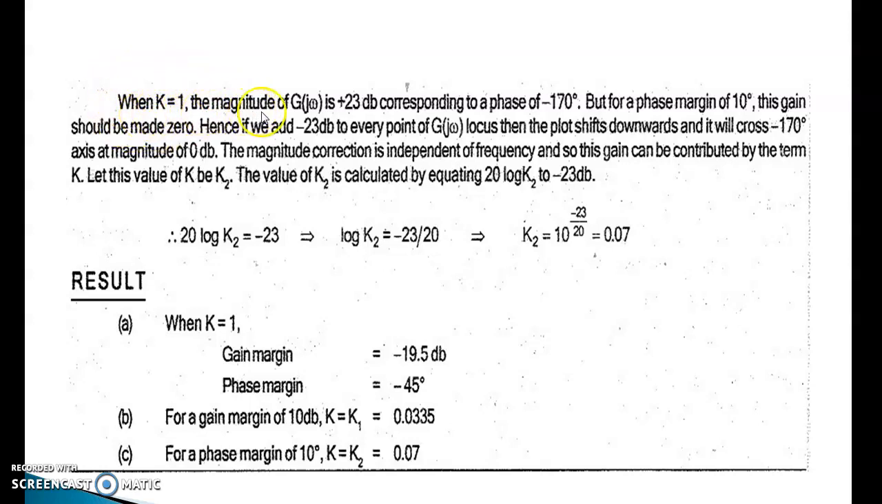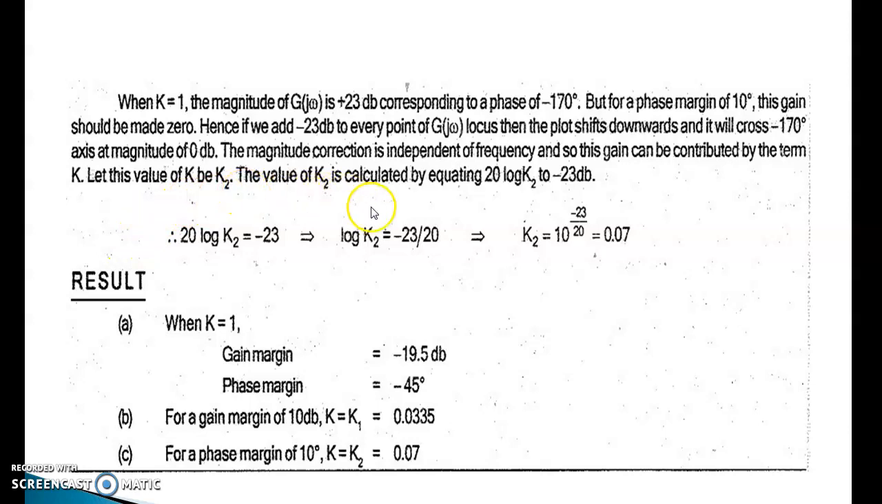When k is equal to 1, the magnitude of G(jω) is plus 23 decibel corresponding to a phase of minus 170 degree. But for a phase margin of 10 degree, this gain should be made 0. Hence, if we add minus 23 decibel to every point of the G(jω) locus, then the plot shifts downwards and it will cross the minus 170 degree axis at a magnitude of 0 decibel. The magnitude correction is independent of frequency, and so this gain can be contributed by the term k. Let this value of k be k2.